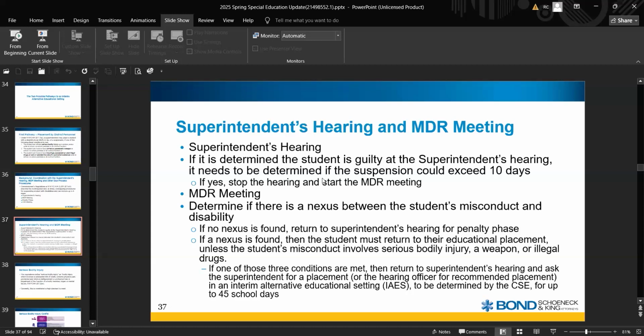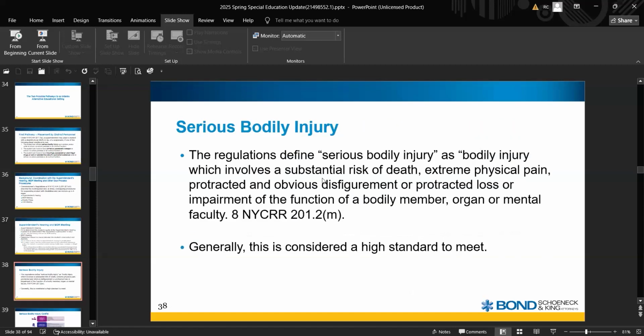It also can't exceed the length of what you would suspend a student without a disability for, whatever the misconduct is. So that's got to be a determination you make also. If you would only suspend the student for 40 days, you can't put them in an IAES for 45 days. Okay, getting a little bit ahead of myself.